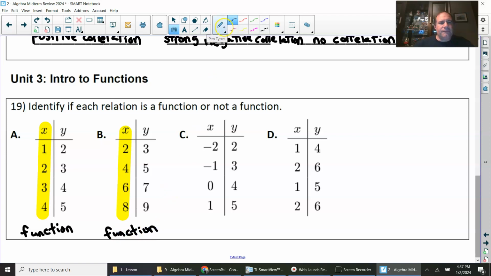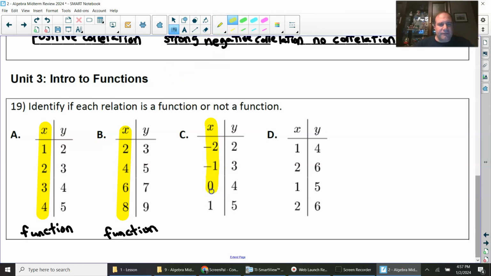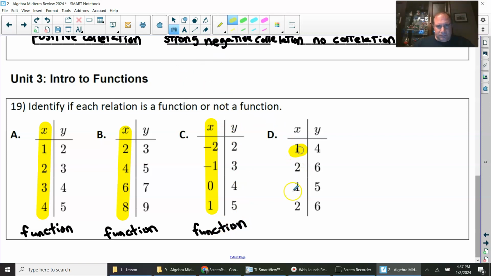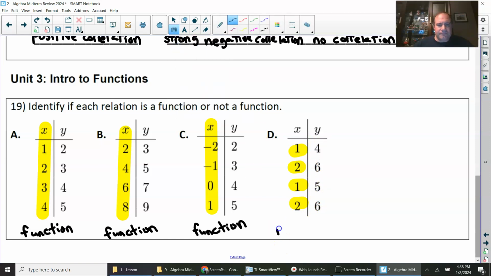So we're just identifying if each is a function or not. This is a function. And then we have 2 and 2. 2 going to 6, but 1 goes to 4 and 1 goes to 5. So this is not a function.